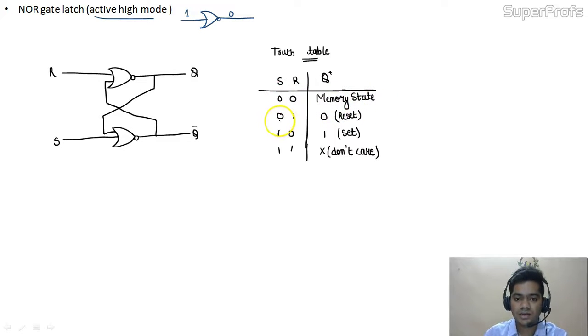So we would see that for S equals 0 and R equals 0, we are getting a memory state. For S equals 0 and R equals 1, we are getting a reset state or logic 0. For 1 0 inputs, we are getting a set state or logic 1, and for 1 1 inputs, we are getting a don't care or an invalid state. So you can make this circuit diagram and truth table, then we are moving towards our different flip-flops.